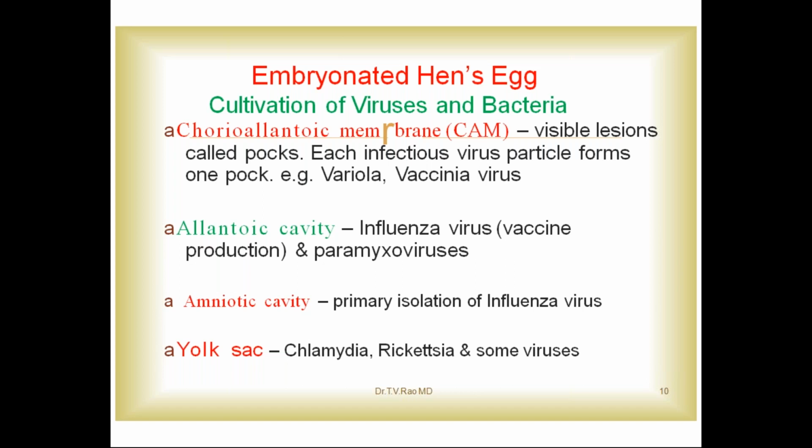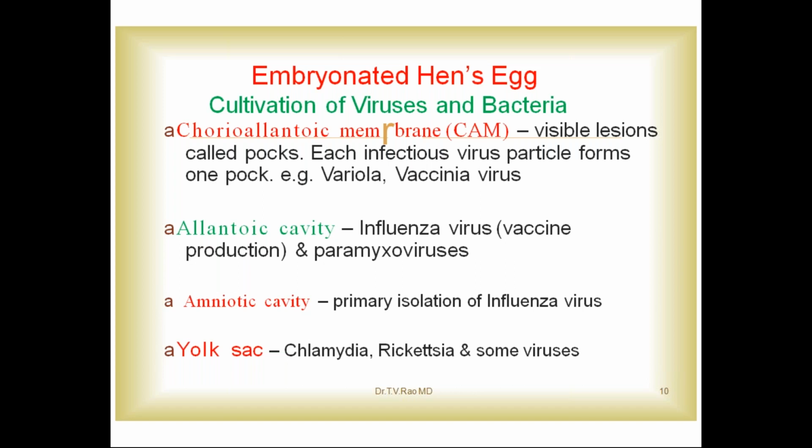What is meant by pox? Each pox is nothing but one infectious virus particle. This infectious viral particle is heaped up and forms one growth like a lesion. That visible lesion is called pox. These pox are observed on the CAM, the chorioallantoic membrane.